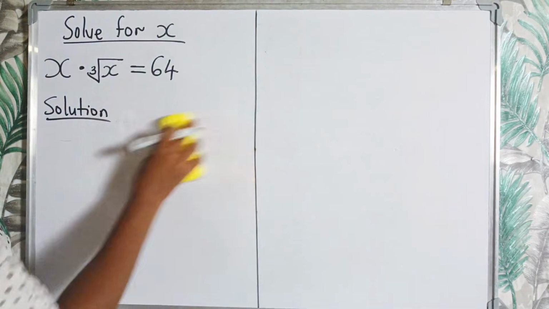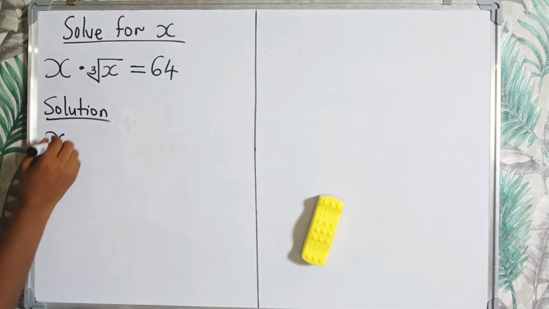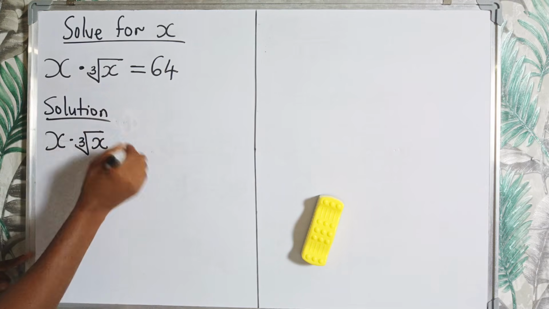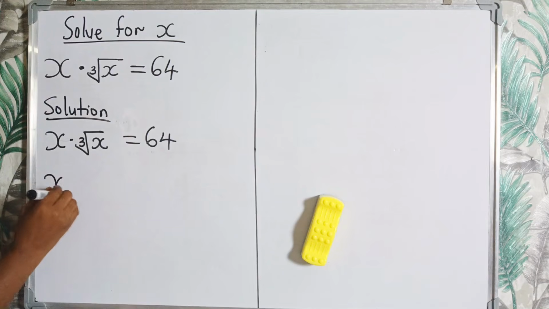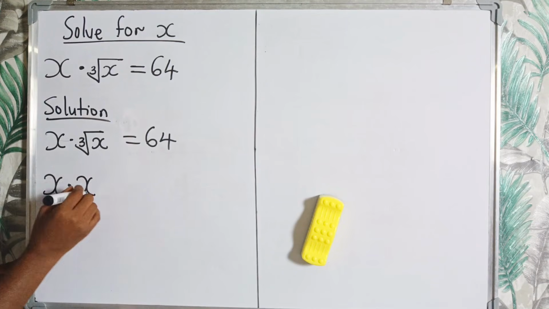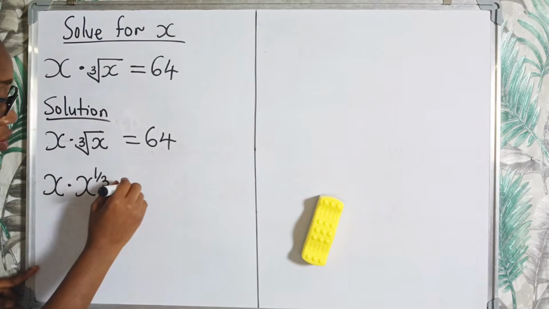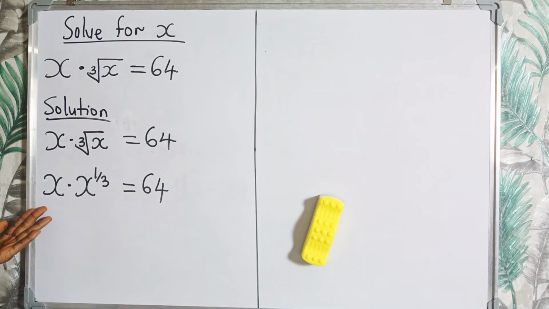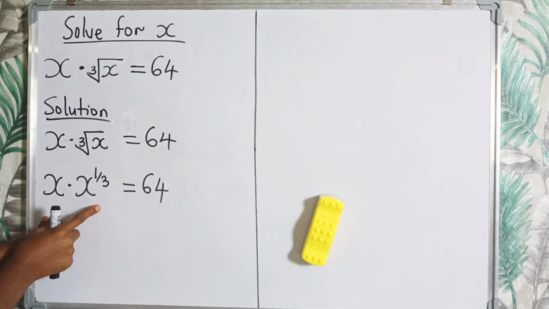All right, so we continue. Here we have x times the cube root of x is equal to 64. So now we have x times x raised to power 1 over 3. I have expressed the cube root of x as a power of x, and this is equal to 64. Now we have the left-hand side and the right-hand side of this equation. We have to simplify. And how do we do that?